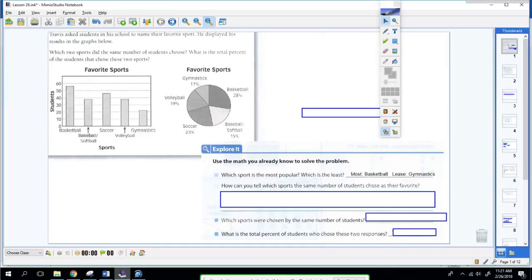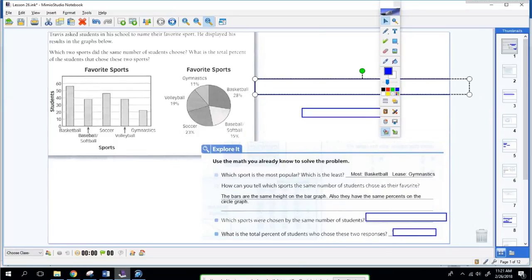Okay. How can you tell which sports were chosen by the same number of students? The way you can tell is the bars are the same height on the bar graph, and they also have the same percents on the circle graph. So which sports were chosen by the same number of students? The sports were basketball/softball and volleyball. The reason is they have the same percentage, 19%, and they also have the same type of bar.